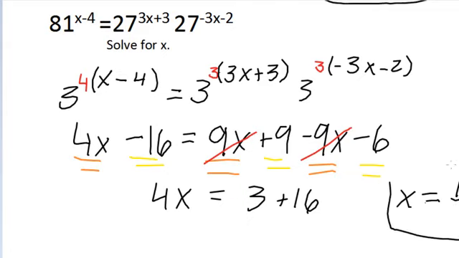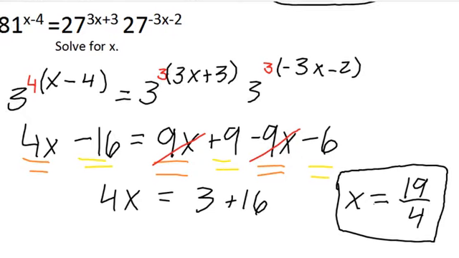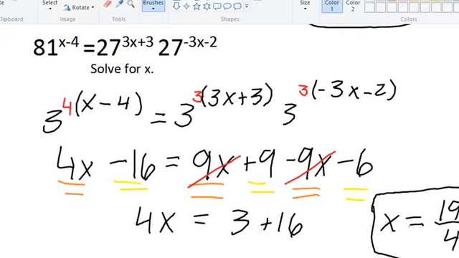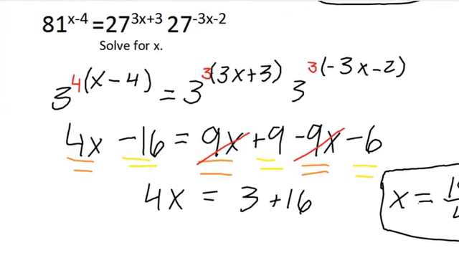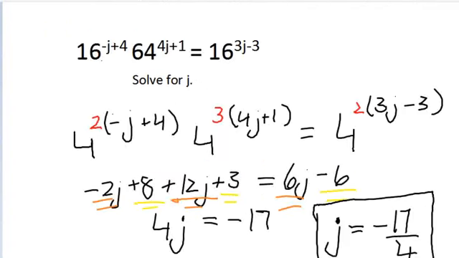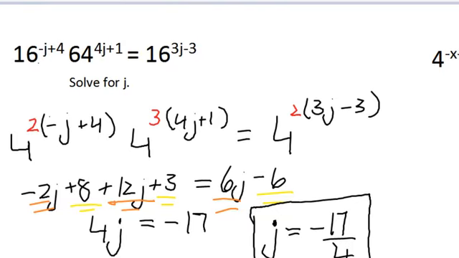And that's our final answer. Okay. Whoops. Now you guys can see it. So our final answer is x is equivalent to 19 over 4. Okay. So let's go up into our next example.